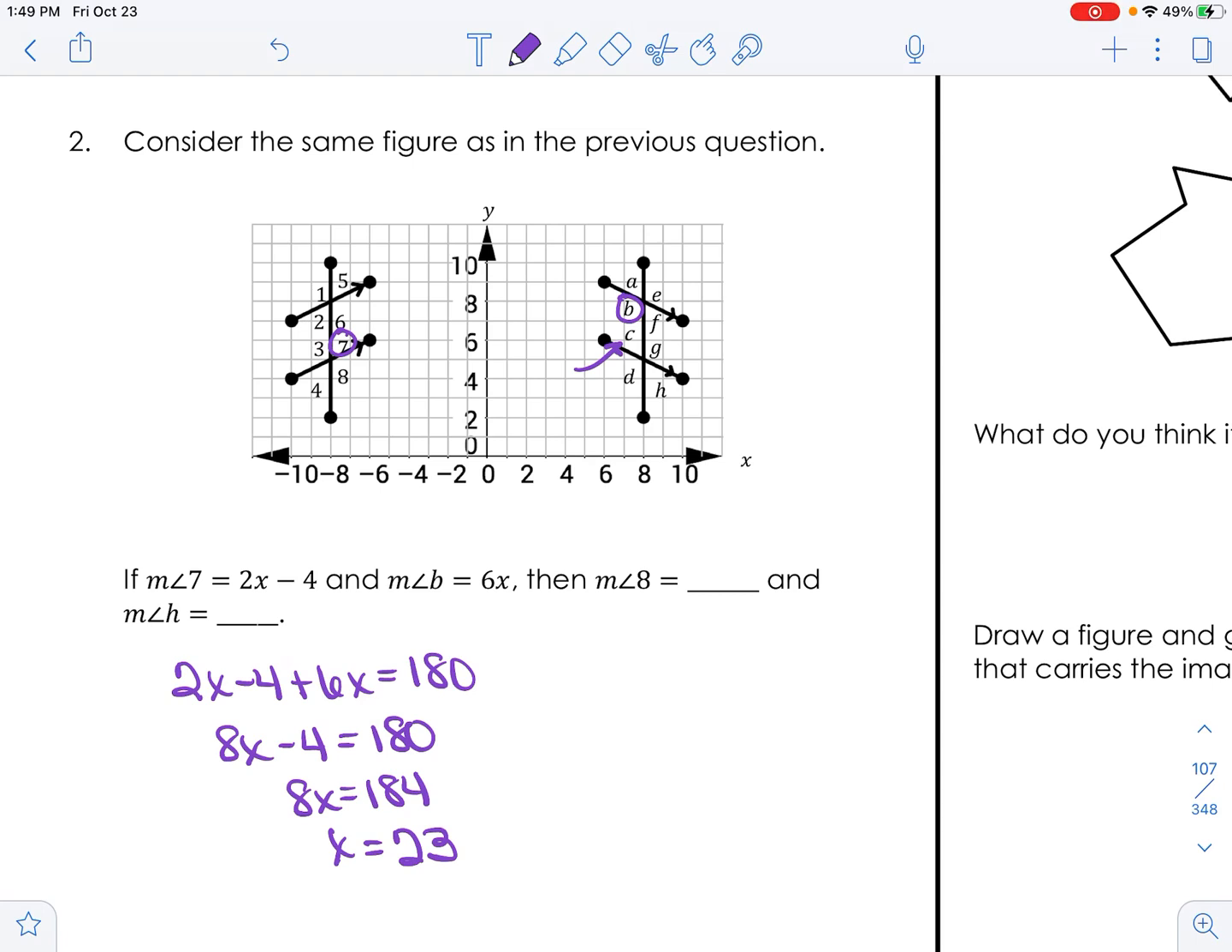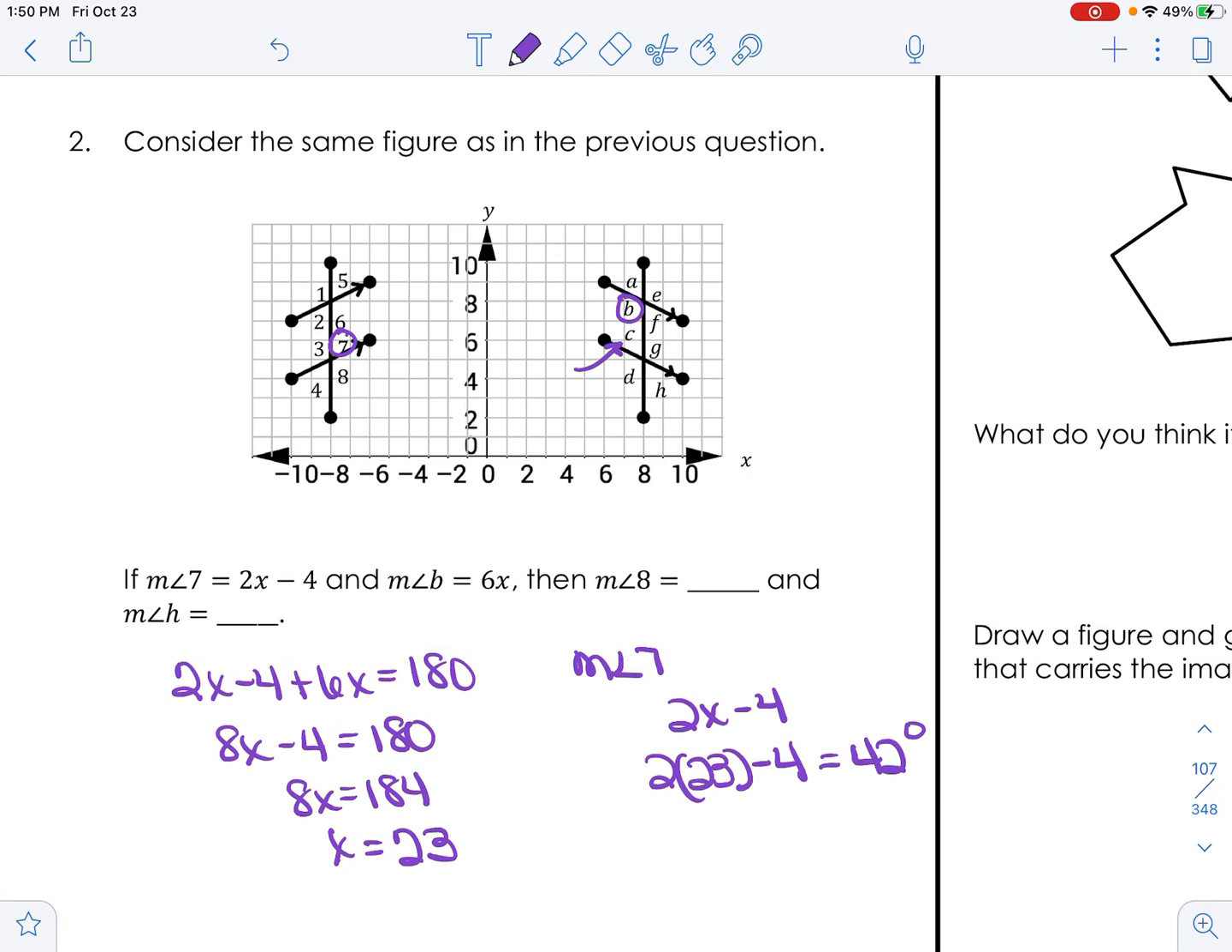Okay, and let's see, angle 8. Oh, okay. So to find out what angle 8 is, I'm going to plug in measure 7. Let's see. So measure of angle 7 is 2x minus 4. And we know now that x is 23, minus 4 gives us 42 degrees.